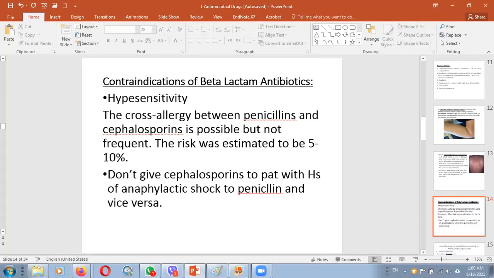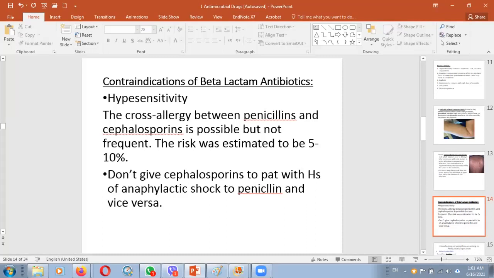يعني اكو تشابه بالستركتشر كبير باعتبارهم اثنيناتهم they are under the beta lactam group. It is possible to find cross allergy between penicillins and cephalosporins, but it is not frequent. The risk was estimated to be 5 to 10%.